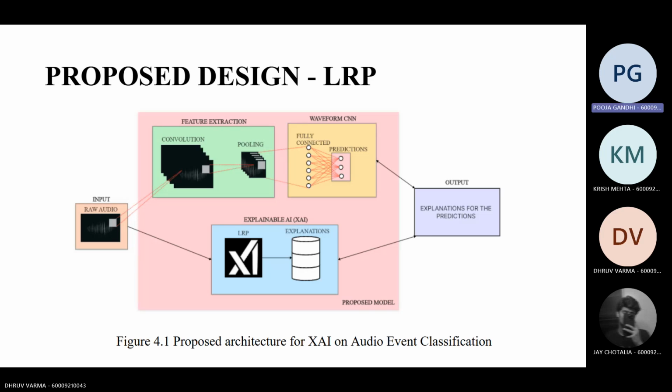Okay, so here comes our proposed design. We first take the input as a raw audio file and then proceed to feature extraction, which extracts features such as temporal and frequency features. Then we do pooling, which extracts the more important features. Then we give these important features to the waveform CNN. We are using waveform CNN because it is used to process raw audio files. The waveform CNN has fully connected layers and predictions, and it classifies the output, such as dog barking, clapping, fireworks.